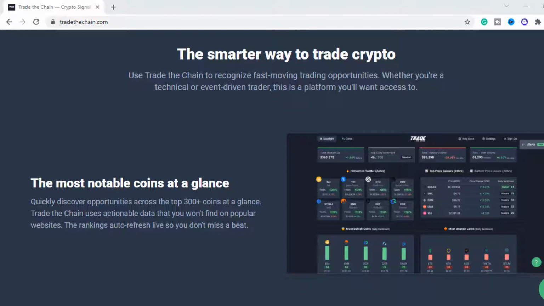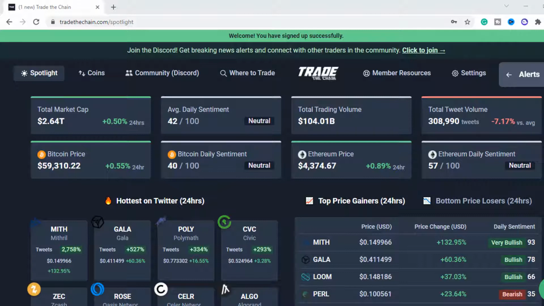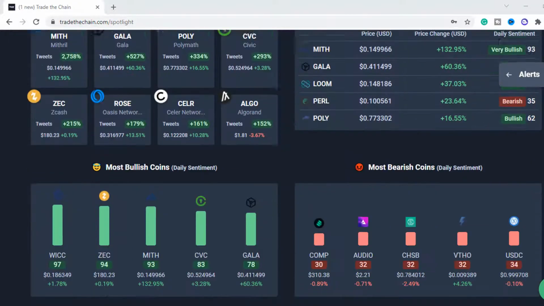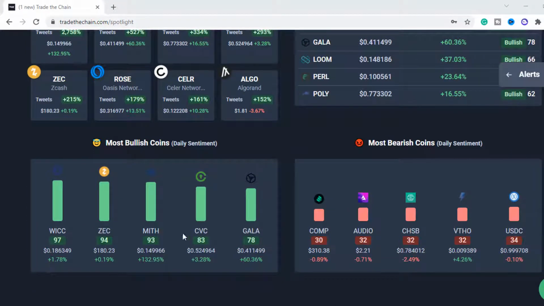Let's log into my account and see what the dashboard looks like. On the top, we have some basic numbers but nothing you wouldn't find on CoinMarketCap. Except for the Bitcoin sentiment. I like this indicator because it tells me if we are overbought or oversold. Then we got the coins with the most tweets on Twitter, and the top gainers and losers. If you scroll all the way down you will find Trade the Chain's most bullish and bearish coins.